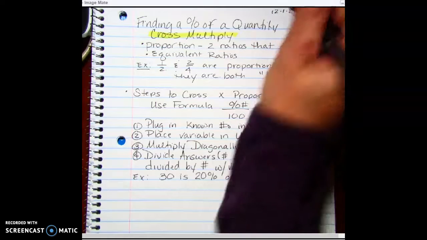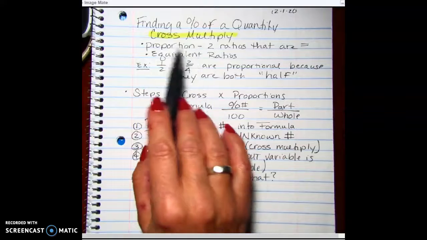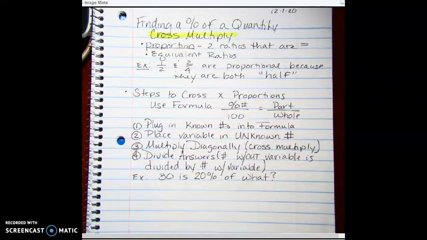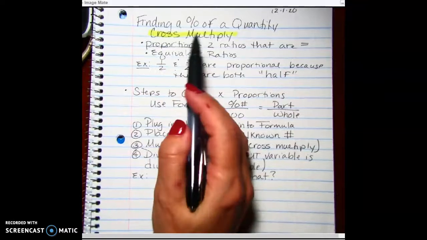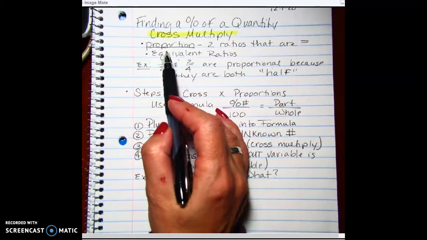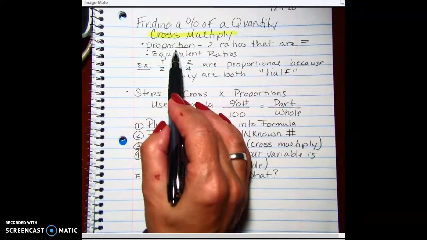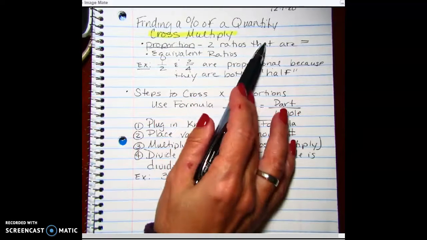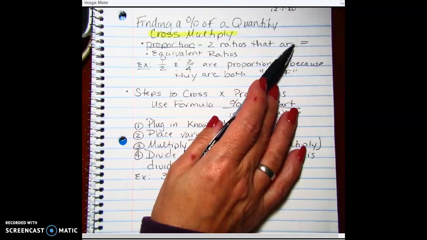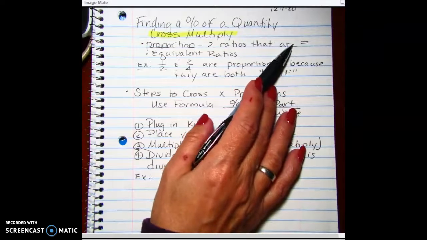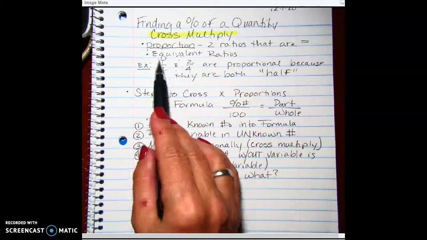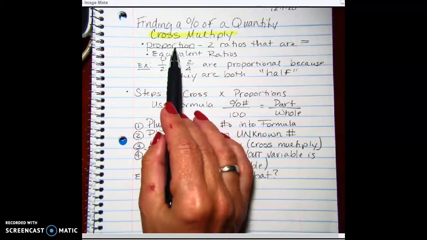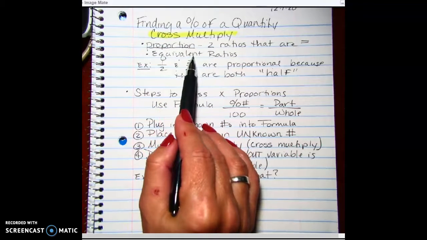Okay, so we're starting off with a new term that we're learning in math, and it's something that you've been using all along, but we need to be introduced to this because you will be exposed to this word. It's called a proportion. Now, what is a proportion? A proportion is two ratios that are equal. Hey, that sounds really familiar. Why? Oh, because it actually means an equivalent ratio. So a proportion is an equivalent ratio.